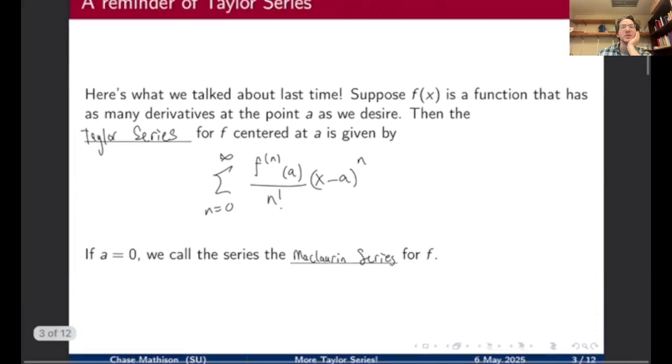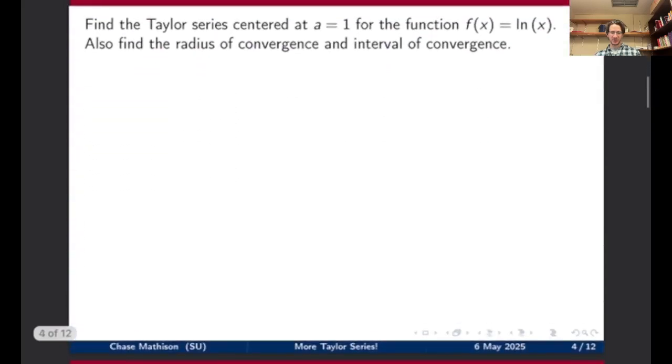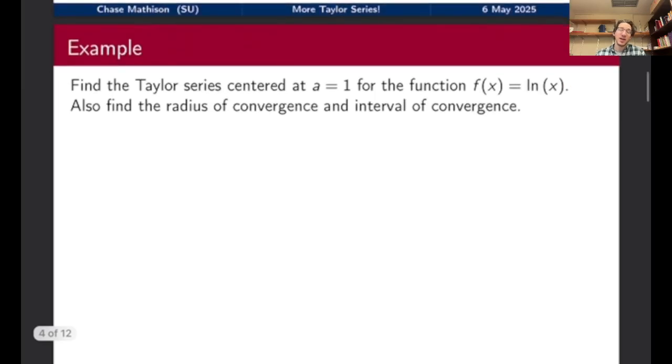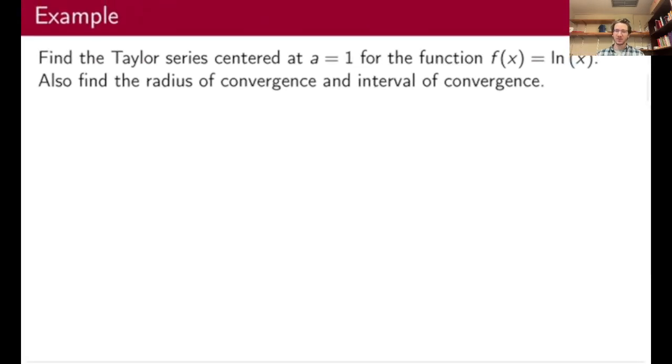So last time we found Taylor series and Maclaurin series. Actually, we only found Maclaurin series, for the functions sine of x, cosine of x, e to the x, and e to the minus x squared. Let's find a Taylor series now for the function natural log of x centered at a equals 1. I'll give you a second to pause the video and try this out on your own. Once you think you have an answer, don't forget to find the radius of convergence and the interval of convergence. Play the video and make sure you got what I get in the next couple minutes.